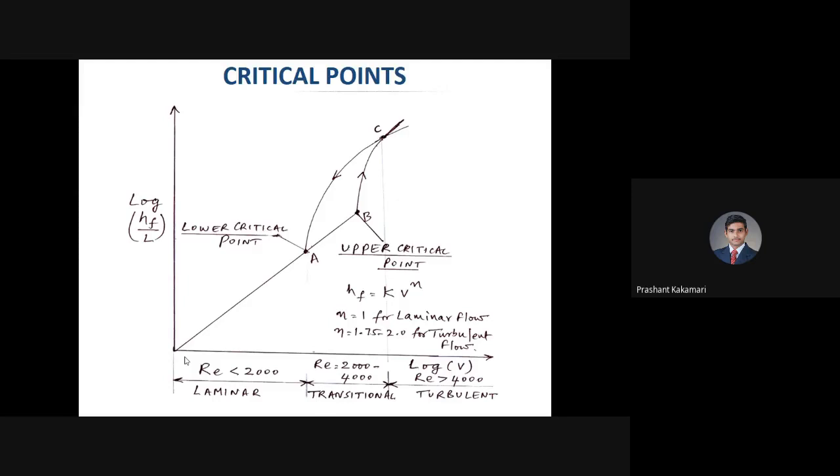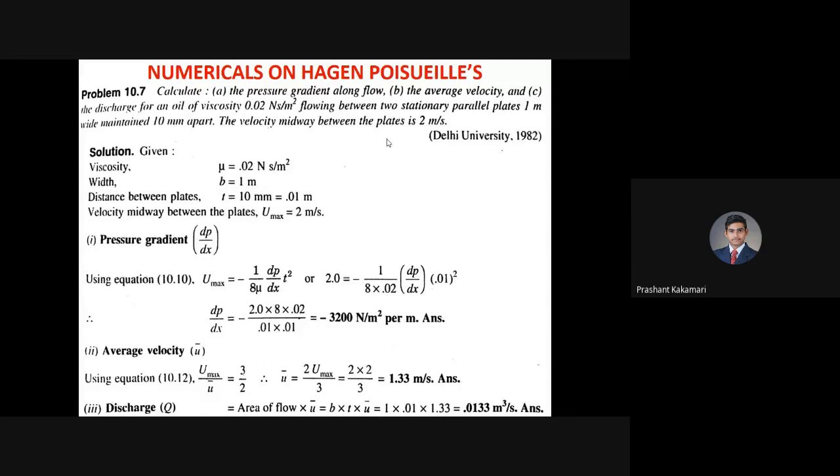In this graph, we can segregate depending upon the Reynolds number: less than 2300 or 2000, it will be laminar flow, and between 2000 and 4000, it will be transitional flow. If the Reynolds number goes above 4000, or 4 into 10 raised to 3, then we differentiate it as turbulent flow. This we already discussed in the last class. Now we'll take some numerical examples.